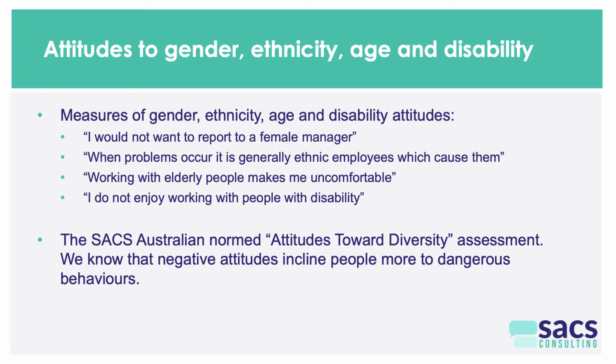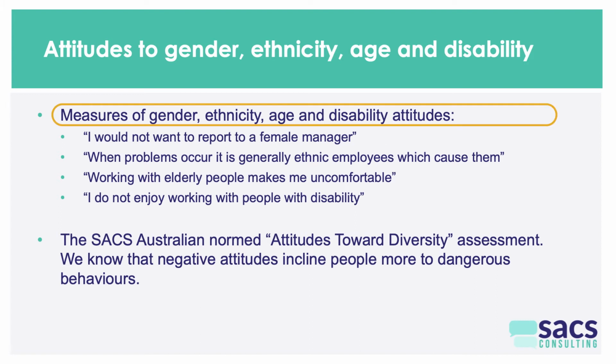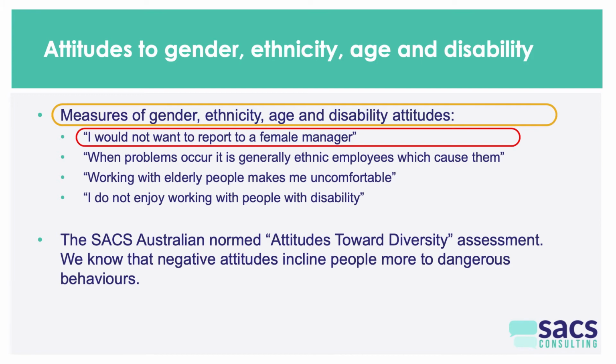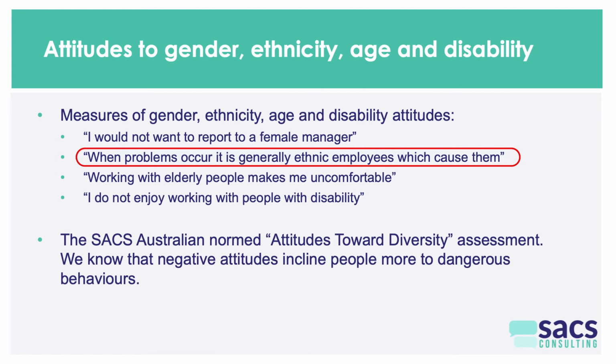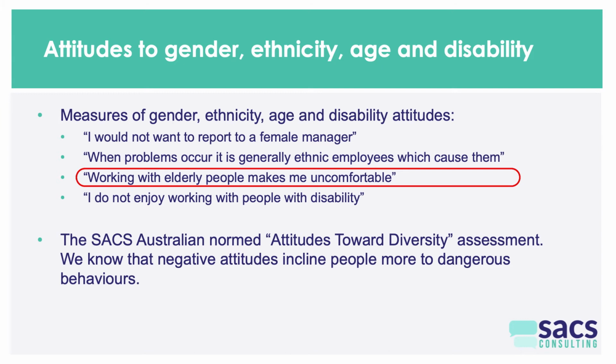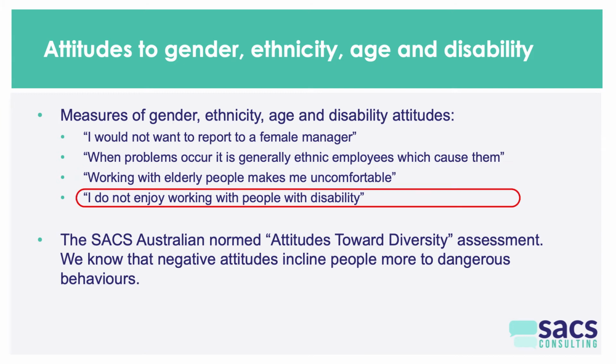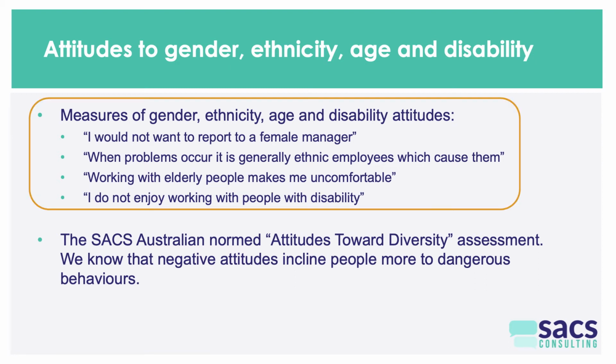What's also worth doing is a thing called attitudes towards diversity assessment, which is a kind of specialised version of an integrity test. Attitudes towards diversity assessment often asks questions about minority groups or about gender divide. So for instance, our instrument measures things like gender, ethnicity, age, and disability attitudes. I wouldn't want to report to a female manager. Clearly, if people say yes to enough of those kinds of questions, you've got to expect that they are somewhat sexist. When problems occur, it's generally ethnic employees who cause them, and that's of course a measure of ethnicity. Working with elderly people makes me feel uncomfortable, and I do not enjoy working with people with disability. So gender, ethnicity, age, and disability attitudes.